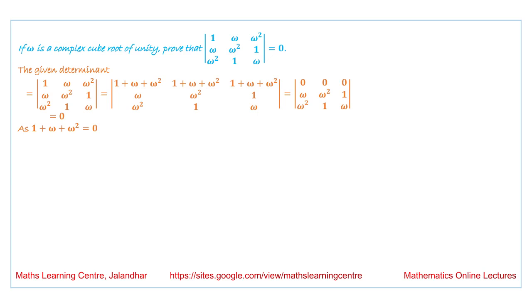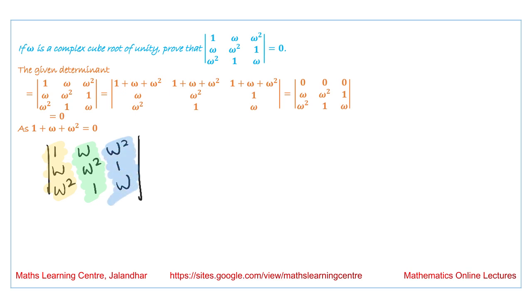The next question we have is, if omega is a complex cube root of unity, we have to prove that this determinant is equal to 0. So to solve this, this is the determinant given: 1, omega, omega square, then omega, omega square, 1, then omega square, 1 and omega. Now look at these terms. In the first column, the elements are 1, omega and omega square. In the second column, the elements are omega, omega square and 1. In the third column, we have omega square, 1 and omega.